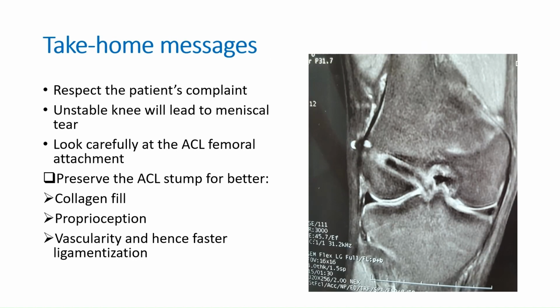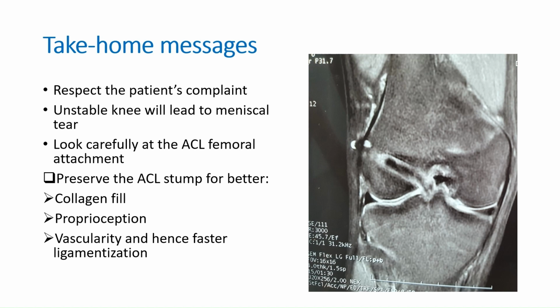So the take-home message is always respect the patient's complaint. If there's giving way, even with a partial injury, it's a significant complaint, because unstable knees will lead to meniscal tears. And therefore, look carefully at the ACL femoral attachment during your scope. Don't just look at the tibia and the mid-substance and palpate for tension. You have to see where the ACL is attached on the femur. Is it in the right footprint, or is it going lower down and posterior?